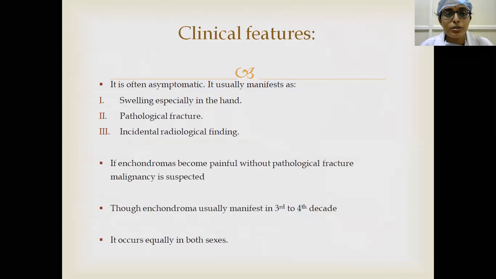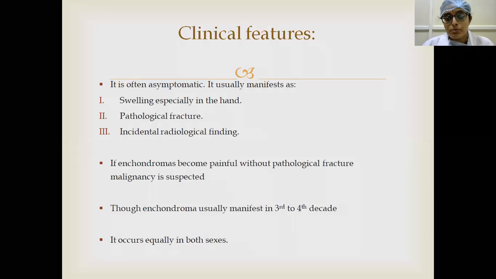So I'm now continuing. Coming to the clinical features, enchondroma is usually asymptomatic. Mostly it manifests as swelling in the hand. The patient presents to you with some painful swelling in the hand. Sometimes there could be pathological fractures of the enchondroma after which they present. And for any other reason, they will get an X-ray done, and on that, they can be found as an incidental radiological finding.